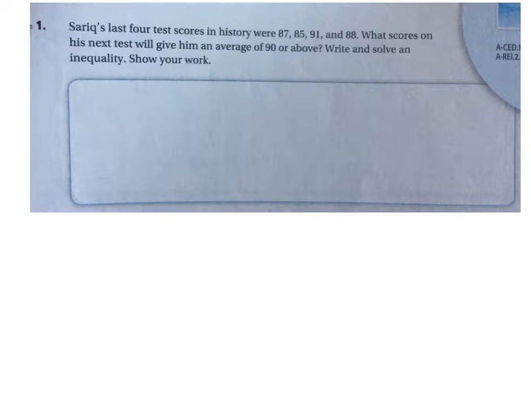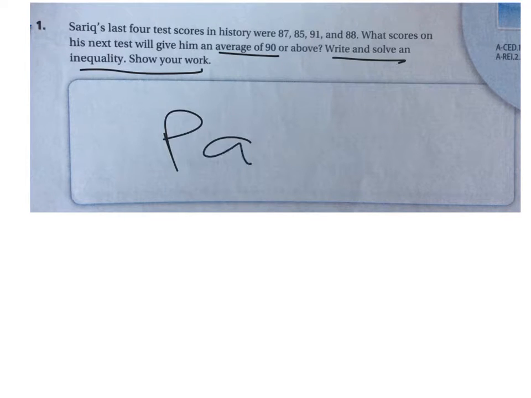You're going to have 3 problems that you're going to look at. First one is Sarik's last 4 test scores in history were 87, 85, 91, and 88. What scores on his next test will give him an average of 90 or above? So you're going to write and solve an inequality. Now I'm going to have you work in pairs tomorrow, so you're going to work with the person sitting next to you. So be ready to work on this.